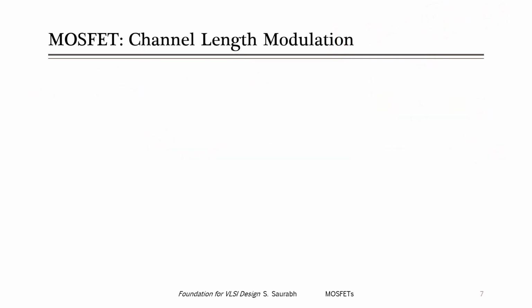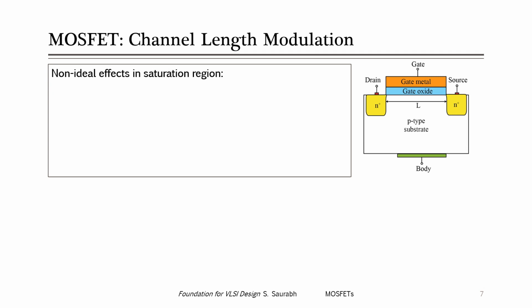Then in the saturation region, the current can increase sometimes because of what is known as channel length modulation. Let us understand what is channel length modulation. This is a non-ideal effect in the saturation region. We just discussed that in the saturation region, the drain current becomes independent of the drain voltage, meaning that the drain current does not increase with increase in the drain voltage. But because of channel length modulation, the drain current actually increases with the increase in the drain voltage. Why does it happen? Let's understand that.